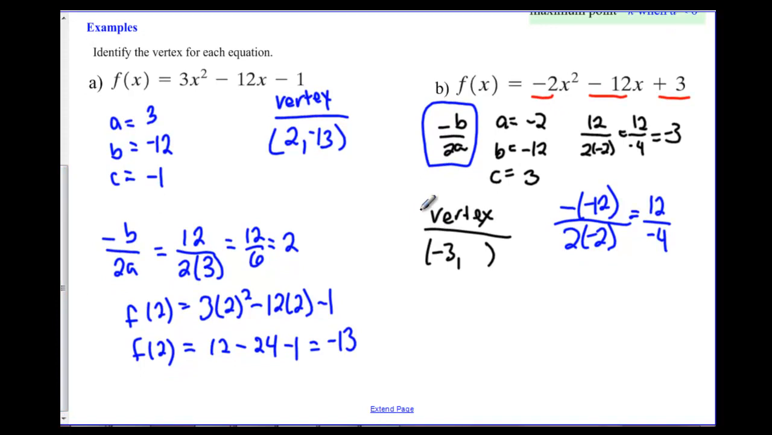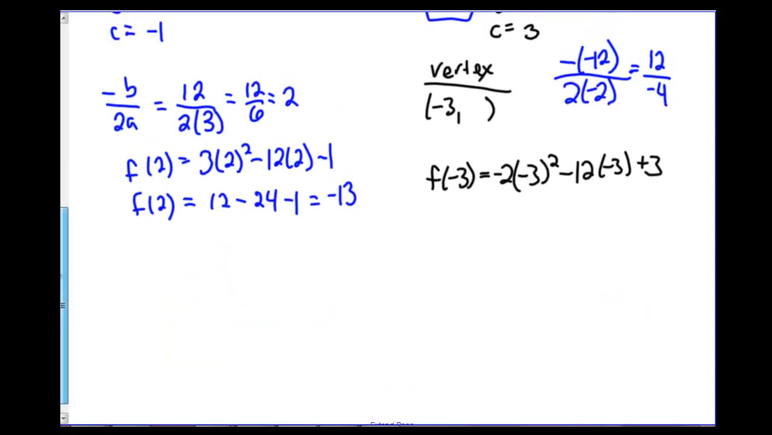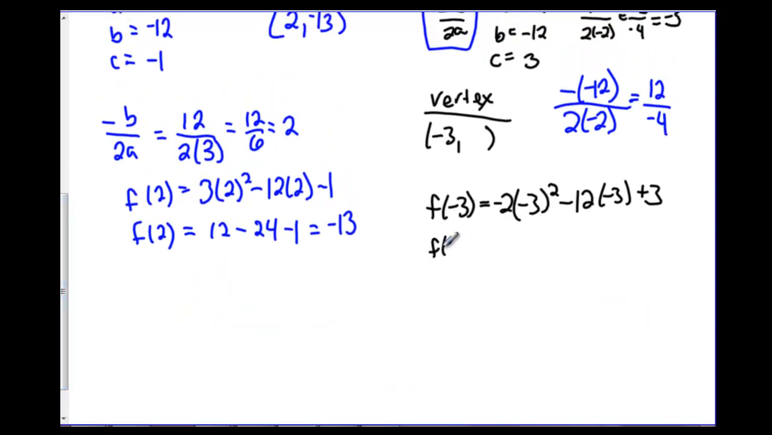All right, so we have half our vertex. To get the other half, we're just going to plug in. So we've got f of -3 equals -2, and then we're going to plug in that -3 squared minus 12 times -3 plus 3. So f of -3. The negative 3 squared will give us 9 times the negative 2 is going to give us a negative 18. And then plus 36 plus 3.